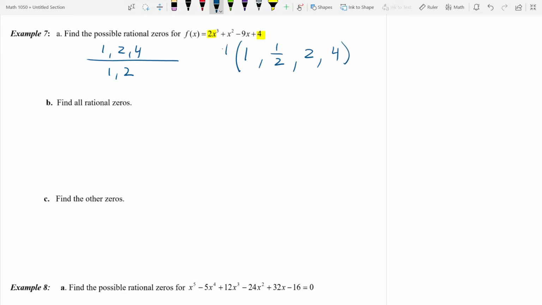So I'm going to put parentheses around it. I'm going to put a plus or minus in front of it, and those are my rational zeros. Okay?